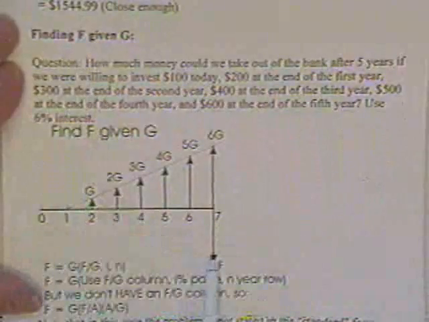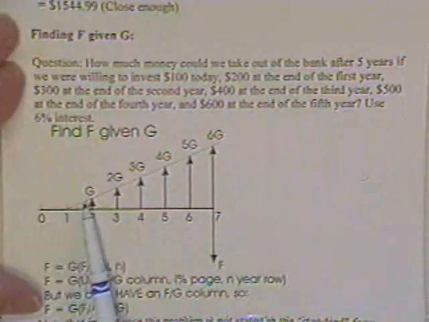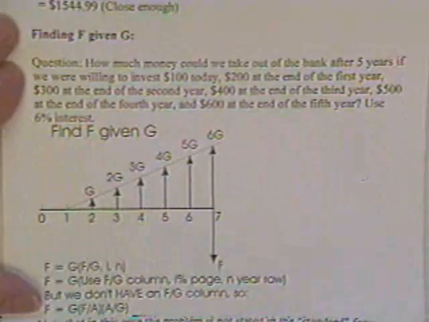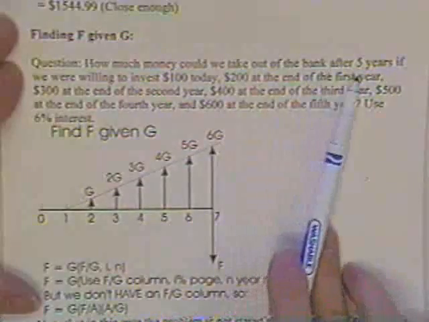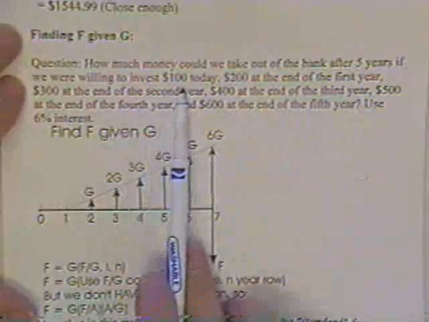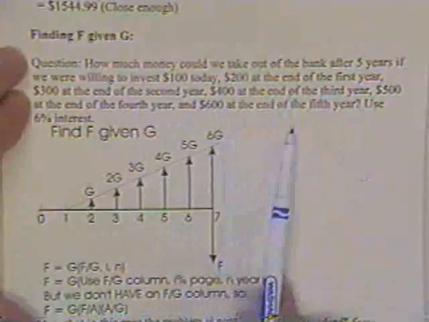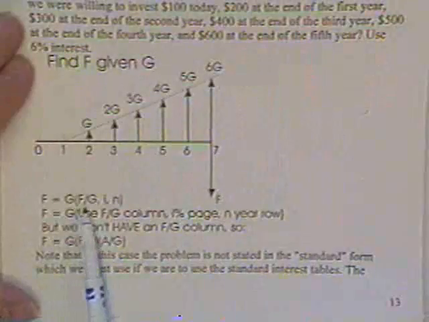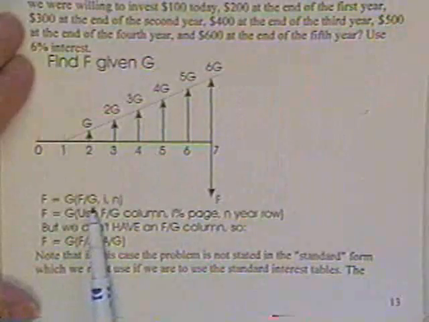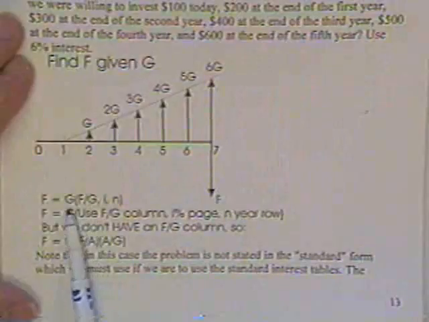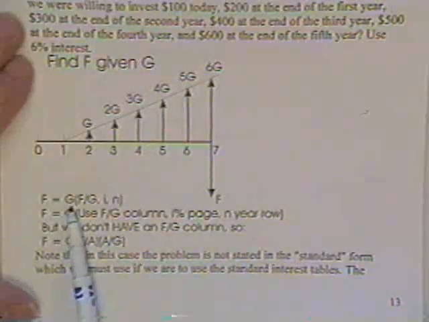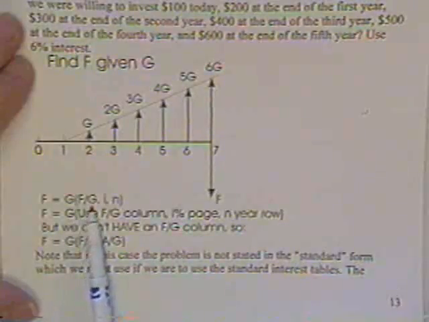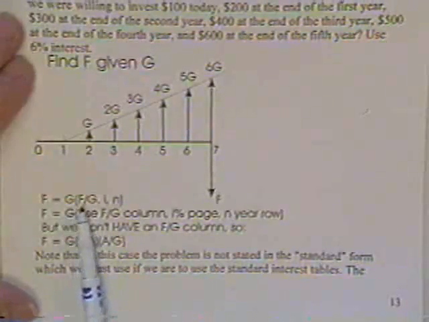Alright, finding the future value if you are able to cough up out of your earnings a steadily increasing stream of deposits. How much money could we take out of the bank after 5 years if we're willing to invest $100 today, $200 at the end of the first year, and so on? Answer would be found by using this factor out of the table or the equations for this factor. You're given the G, so that goes on the right-hand side of the equation. You want the F. To get that, you'd multiply times F over G. G would cancel G, leaving F.